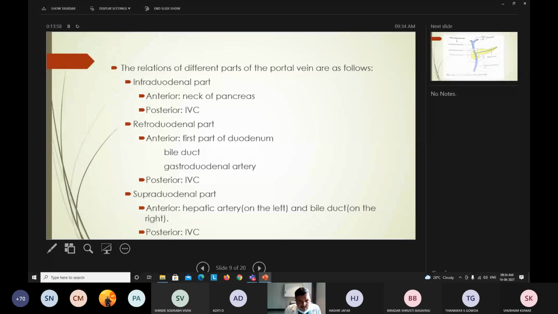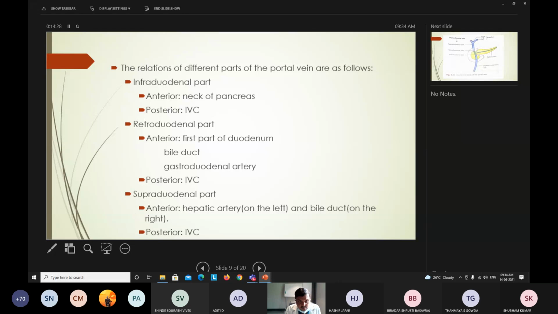First one is the infraduodenal part, that is below the duodenum. Anteriorly, the portal vein is related to the neck of the pancreas. Posteriorly, it is related to the inferior vena cava. Understand? This is the relation of the infraduodenal part. Anteriorly, the neck of the pancreas; posteriorly, the inferior vena cava.